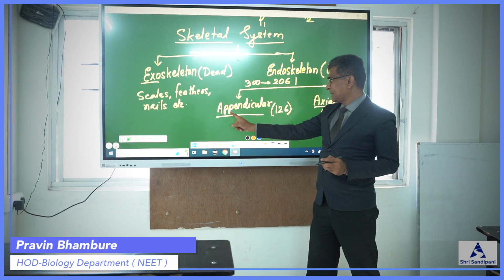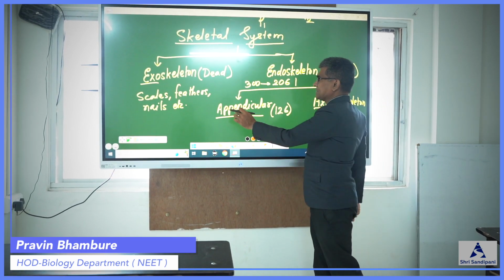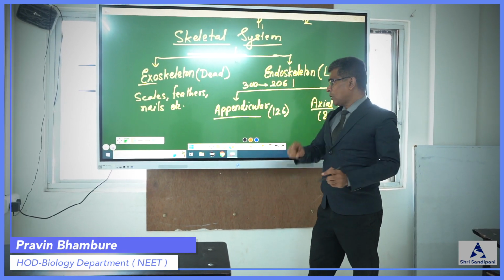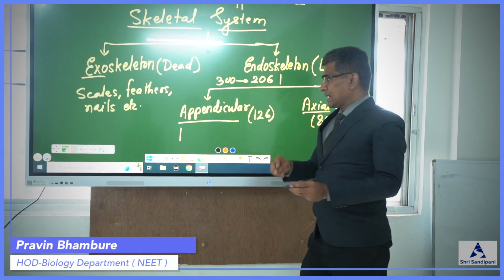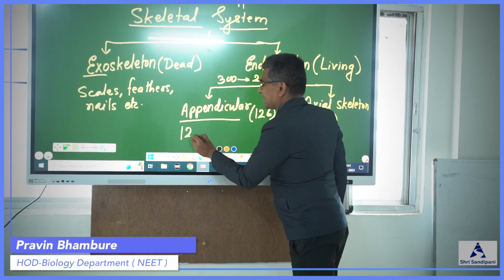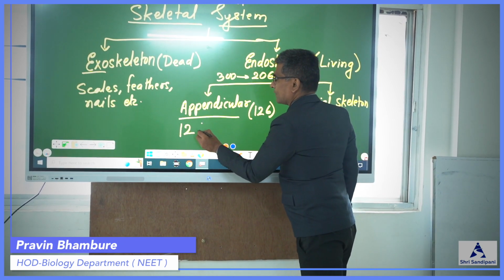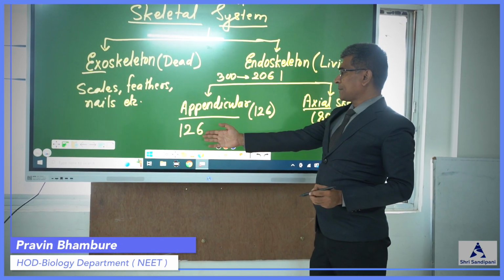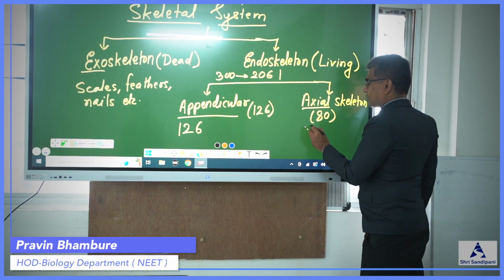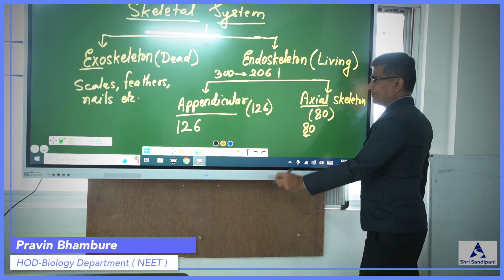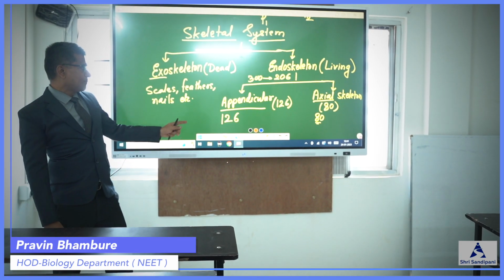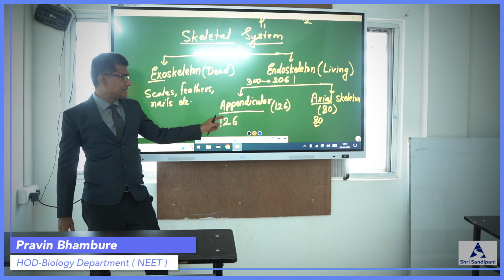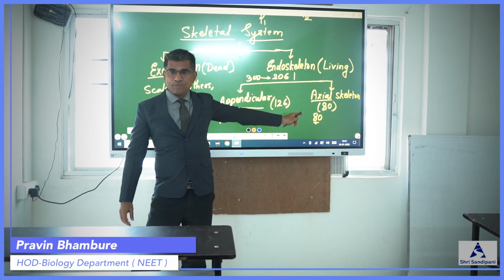If you look at this spelling, the first letter is A, and A is 1, and PP, 2 times are there, so you can write 2, and the rest you will remember, 126. When we subtract this from 206, the figure we get is 80. So easily you can make out that the appendicular skeleton is made up of 126 bones, whereas the axial skeleton is made up of 80 bones only.